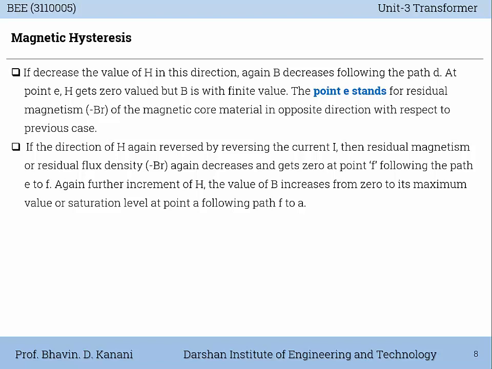Again, with further increment of magnetizing force H, the value of flux density B increases from 0 to its maximum value or saturation level at point A following path F to A.